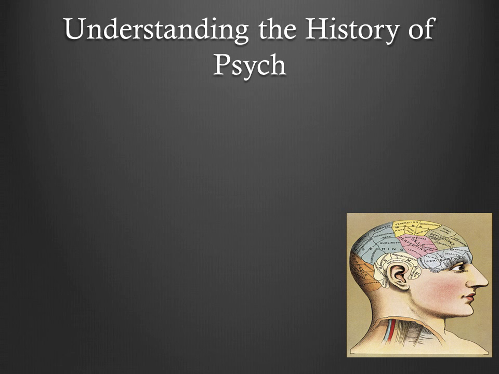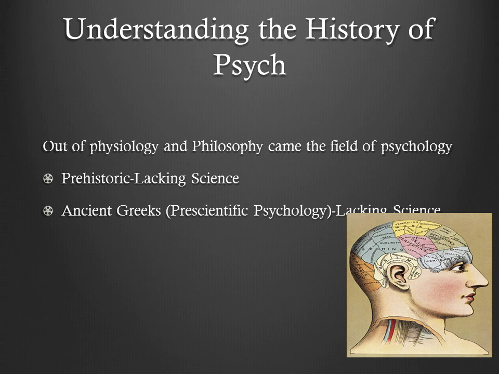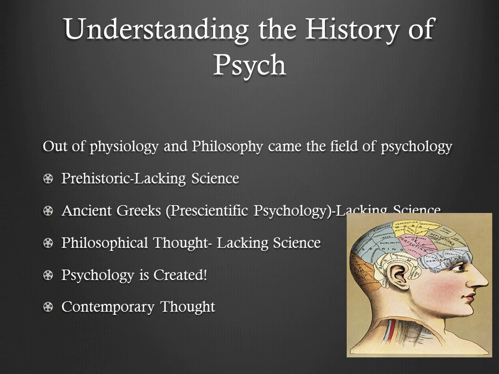So out of those two fields, physiology and philosophy, came the field of psychology over time. I broke it down into five big areas. The first one was the prehistoric time period, which lacked a lot of science. People were just going around making guesses about why we're here and what's going on with our minds.